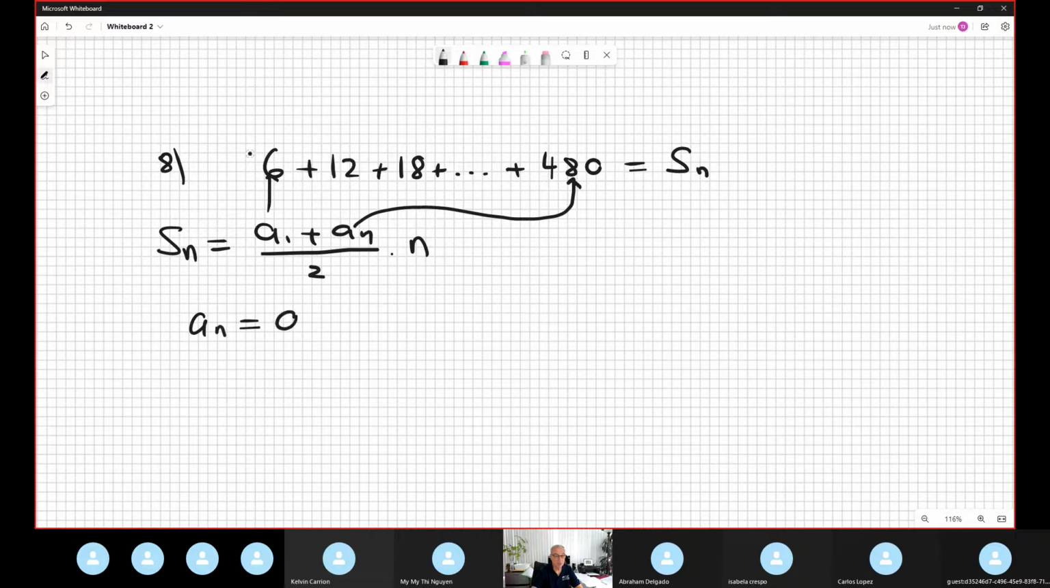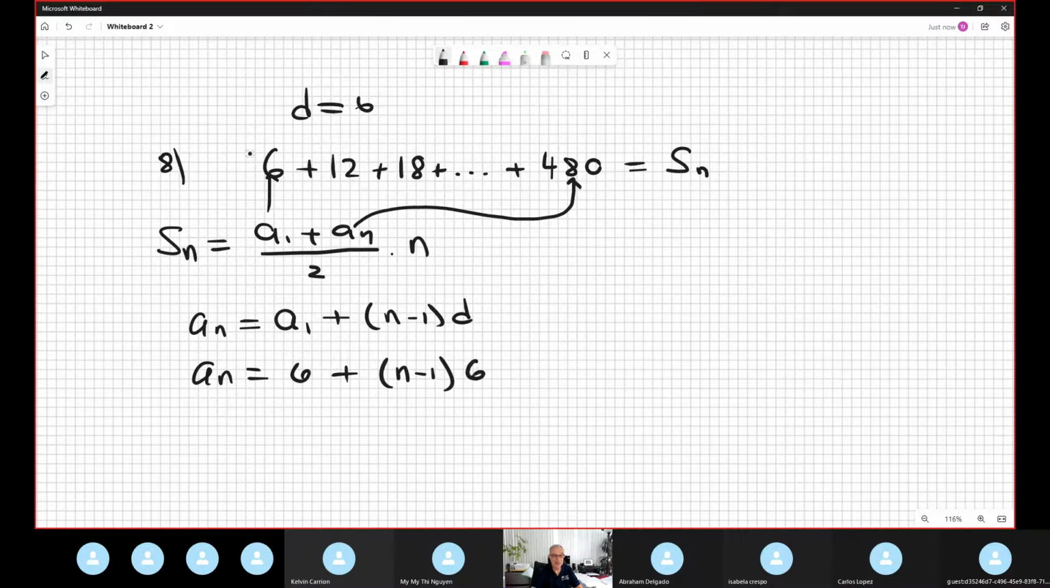a_n is equal to a1 plus (n minus 1)d. So, what is the common difference? It's obvious that the common difference is 6. Subtracting, 12 minus 6, 18 minus 12 is 6. So the first term is a1, and a_n is equal to 6 plus (n minus 1) times 6. It's a coincidence. The first element in the sequence is 6 and the common difference is 6. Sometimes it happens, not always, but sometimes. So 6 plus, apply the distributive property here, 6n minus 6.